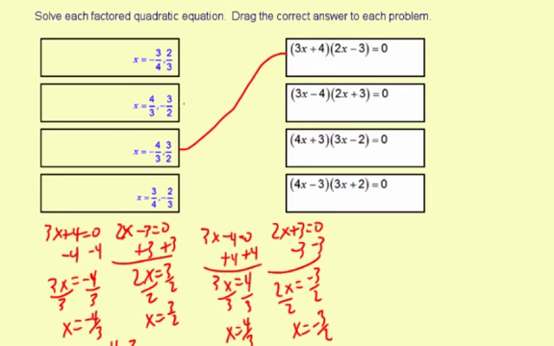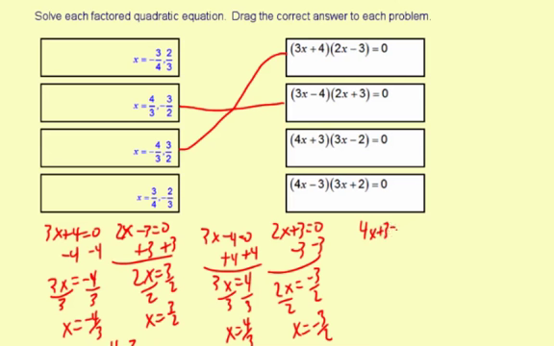As I'm looking at the answers match here. This one should actually be written the other way. It should be x equals negative 3/2, comma 4/3. But I'll go ahead and match it up because the values are the same. Let's look at this next one.